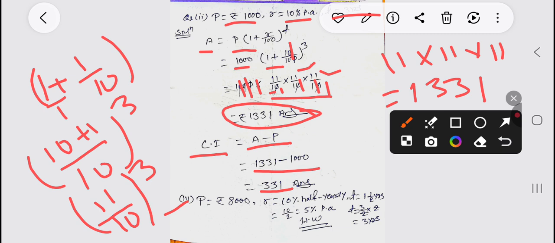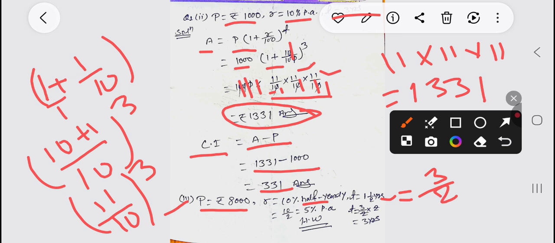Comment if you have not got the solution. Here the third question is: principal is 8,000, rate of interest 10% half yearly is given, and time is 1 and 1 upon 2. So 1 integer 1 upon 2 means what? If you solve, this is 3 upon 2.